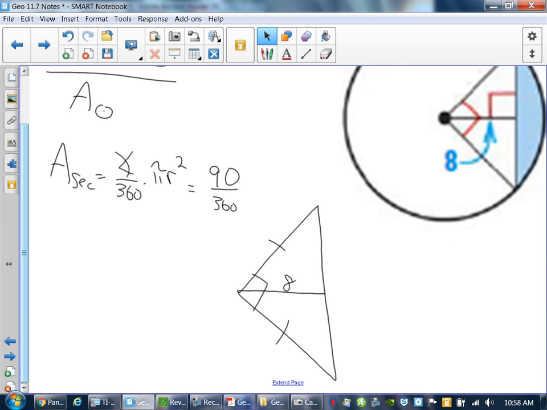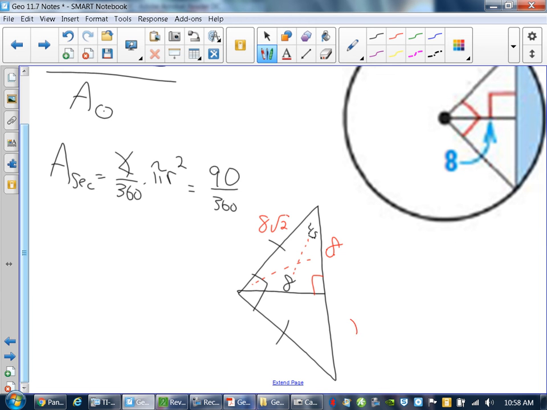45, because we know that it has to be an isosceles right triangle because the sides are radii. And since the central angle is the 90, that gives you your 45s. Which means opposite the 45 is 8. Opposite the 90 then would be 8 root 2. Remember it goes x, x, x root 2. Same deal on the other side. This becomes an 8 here, and this becomes an 8 root 2. So now you know what your radius is.